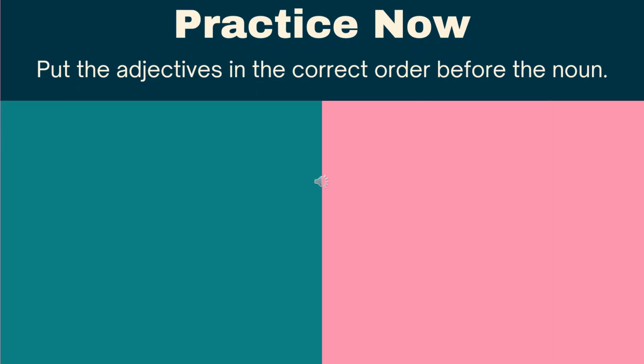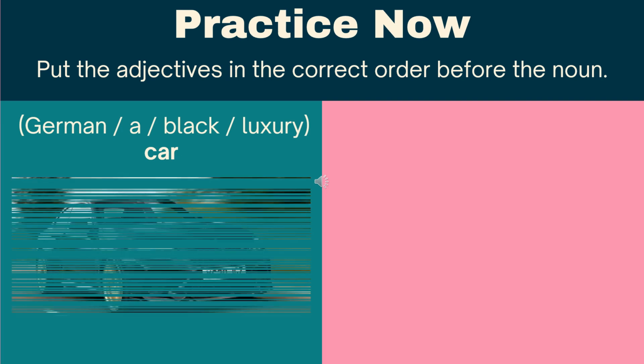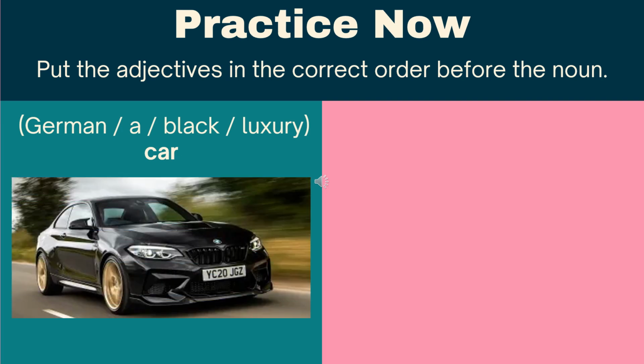Let's practice. Put the adjectives in the correct order before the noun. We have German, a, black, luxury, car. A is the determiner. Luxury is an opinion. Black is the color. German is the origin. The noun is car. Remember the order: determiner, opinion, size, age, shape, color, origin, material, purpose.